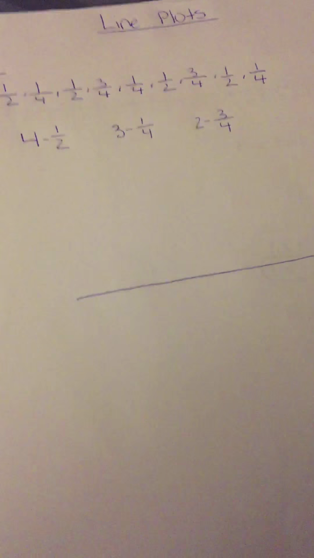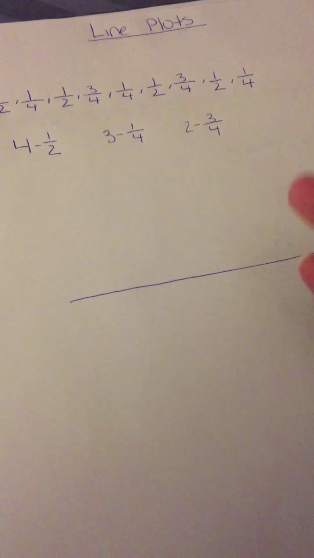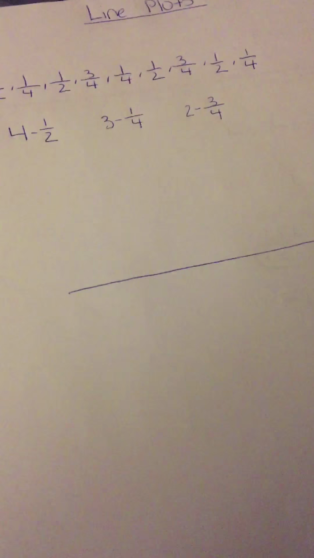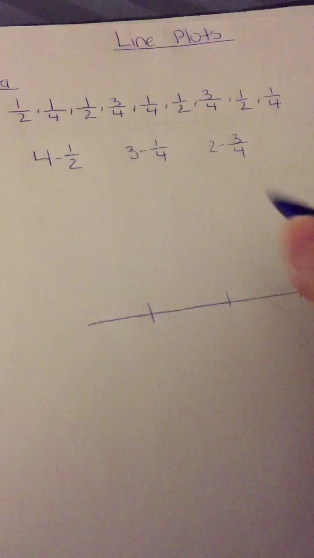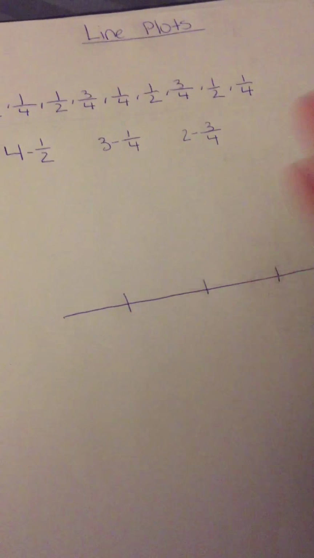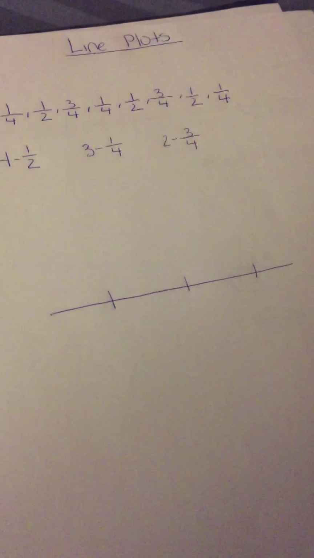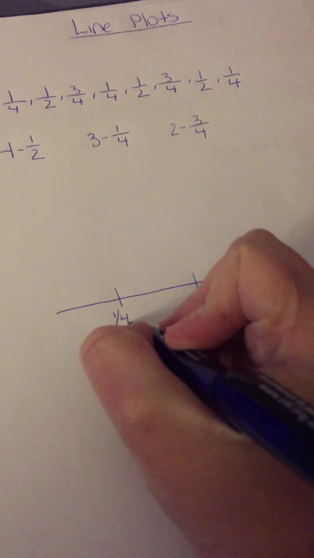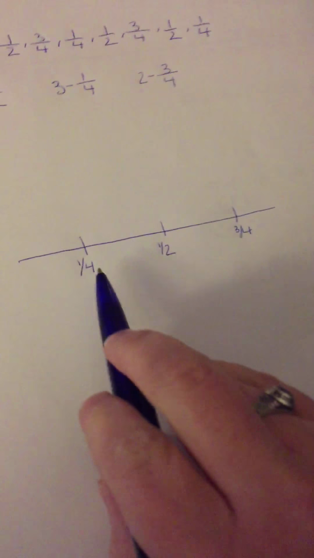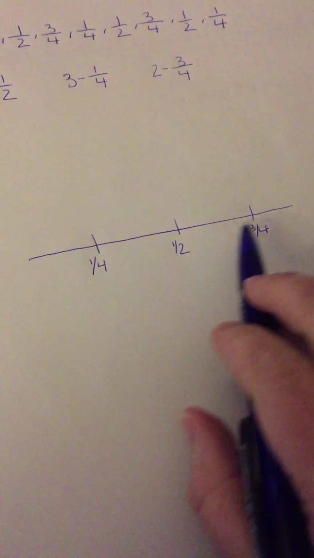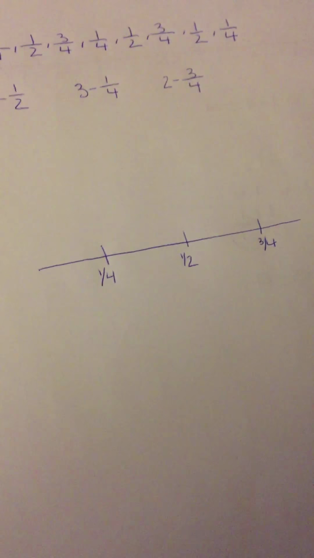Now we need to create our line plot using increments, even equal increments or intervals. Well, in this case, I only had 3 numbers in my data, and I need to arrange them from least to greatest. So I had 1/4, 1/2, and 3/4. And we have even increments of there being 1/4 in between each of my numbers.